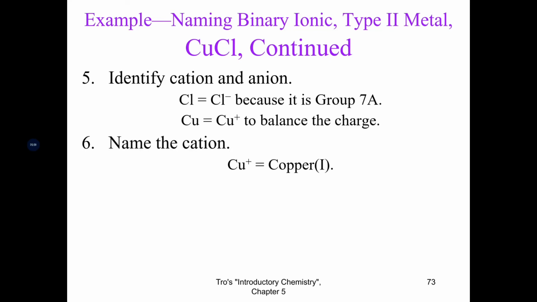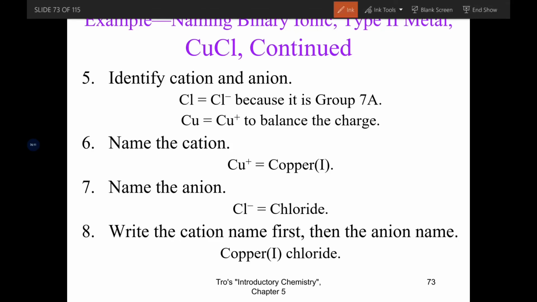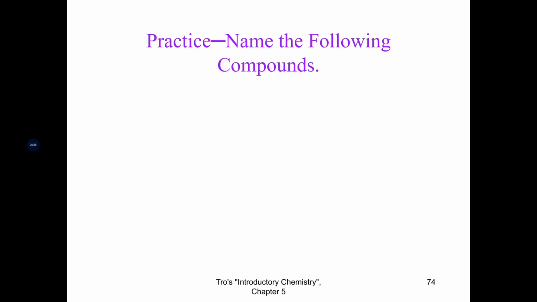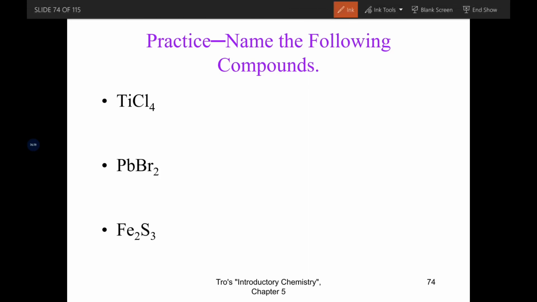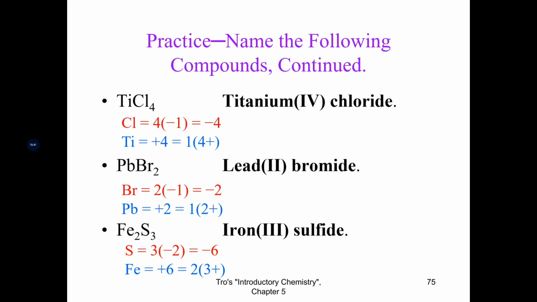Now I know that it's copper 1 ion. It has +1, so it's copper 1 ion. And I have the anion as a chloride, so the name will be copper 1 chloride. That's the name, copper 1 chloride. Let's go through and see if we can name several here. All right, so let me walk you through this stuff. Oops, where'd it go? Oh, here it is. Let me walk you through.